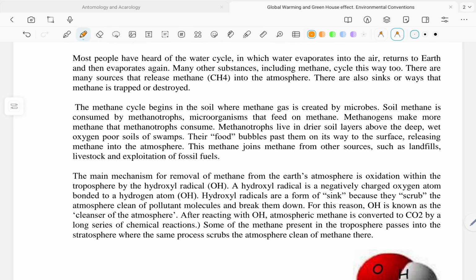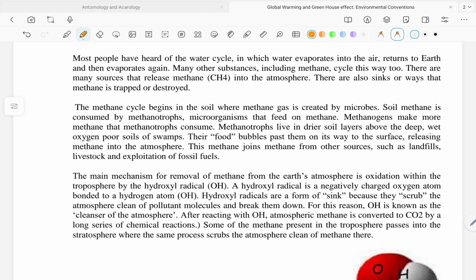The methane cycle begins in the soil, where methane gas is created by microbes. Soil methane is consumed by methanotrophs, microorganisms that feed on methane. Methanogens make more methane than methanotrophs consume. Methanotrophs live in the dry soil layer above the deep, wet, oxygen-poor soil of a swamp. Their food bubbles past them on its way to the surface, releasing methane into the atmosphere. This methane joins methane from other sources such as landfills, livestock, and exploitation of fossil fuels.